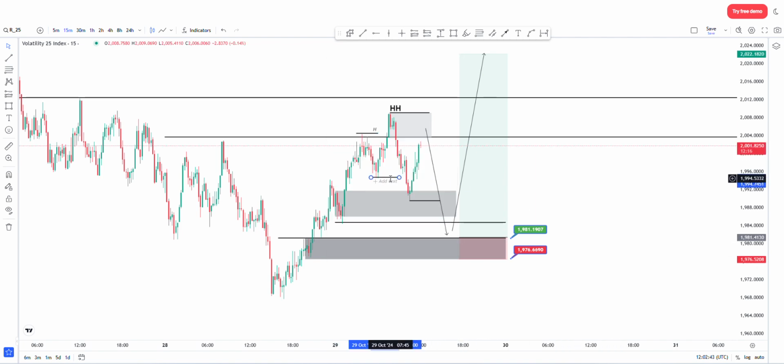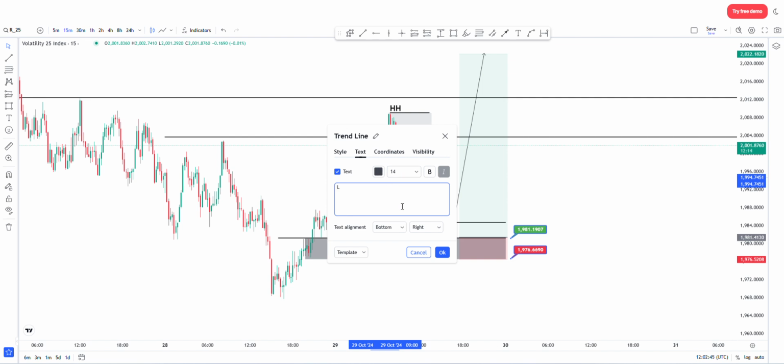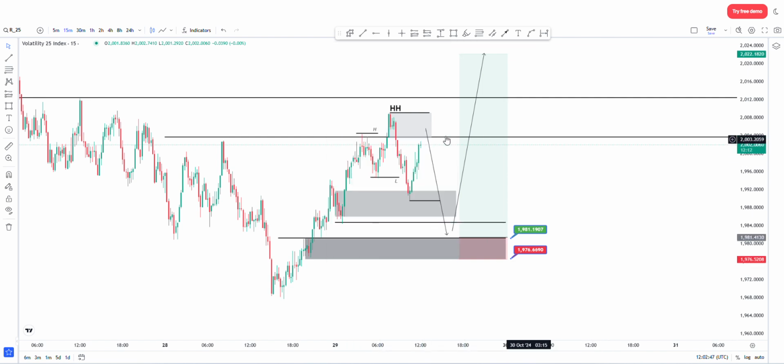This was a high, this was a low, and we have had a lower low right here. So this sets up the stage for a sell signal. So I'm going to sell from this zone towards the fair value gap right here. I'm going to exit here and re-enter a buy from this demand zone.